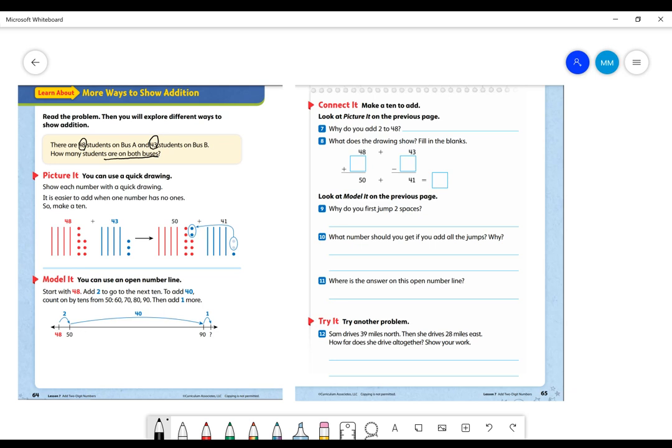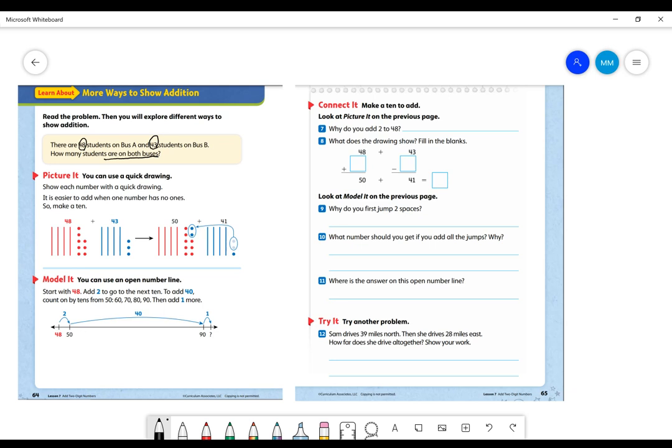So the first way we can show addition is to picture it. We can use a drawing. So right here it says show each number with a quick drawing. It is easier to add when one number has no ones, so make a 10. So look at what they did right here. They made 48 plus 43. And 48, how many tens are there? There's 4 tens and how many ones? 8. And then 43 also has 4 tens, look at that first digit, and 3 ones.